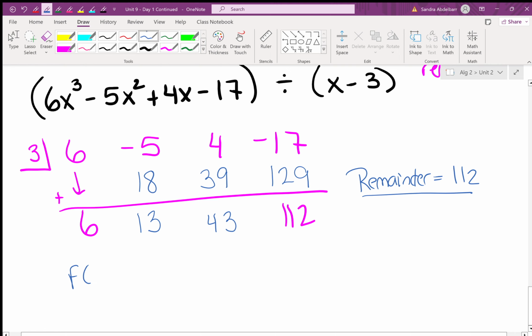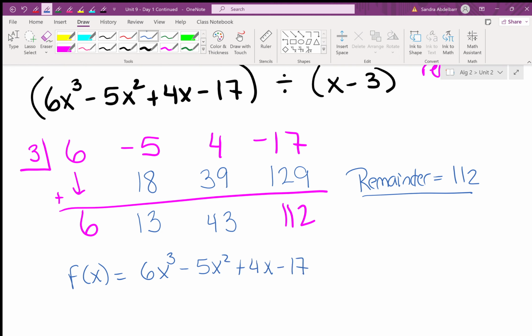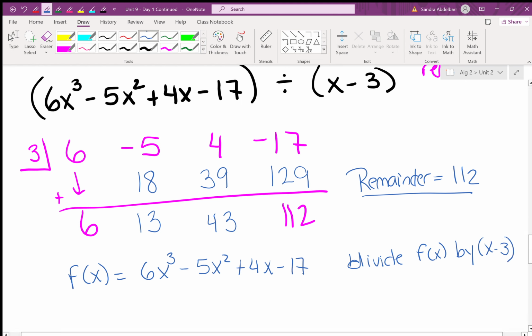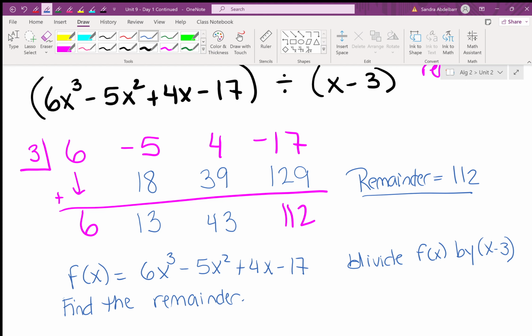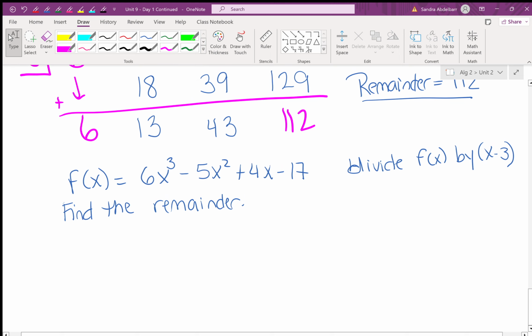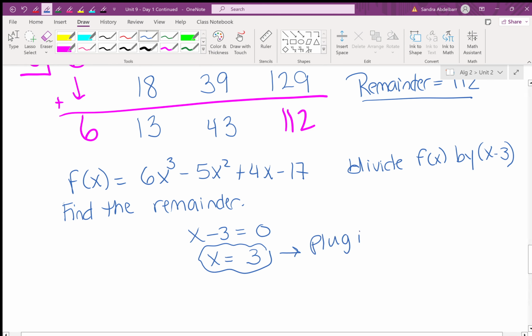Okay, what this theorem is telling us, that if I have f of x is equal to 6x cubed minus 5x squared plus 4x minus 17, and we are dividing f of x by x minus 3, find the remainder. What this theorem is telling us is that if we take the divisor and solve for the variable, so if we take the divisor, which is x minus 3, and solve for it, that would be x equals 3. And you plug that in.